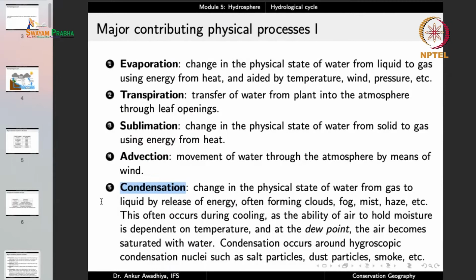Then we have condensation. Condensation is the opposite of evaporation. So in condensation, it is a change in the physical state of water from gas to liquid by release of energy. So in the case of evaporation, it required energy. In the case of condensation, it releases energy, often forming things such as clouds, fog, mist, haze, etc. This often occurs during cooling because you have to release energy in the form of heat. So this release of energy will happen in a cool surrounding. So this often occurs during cooling, as the ability of air to hold moisture is dependent on the temperature, and at the dew point the air becomes saturated with water.